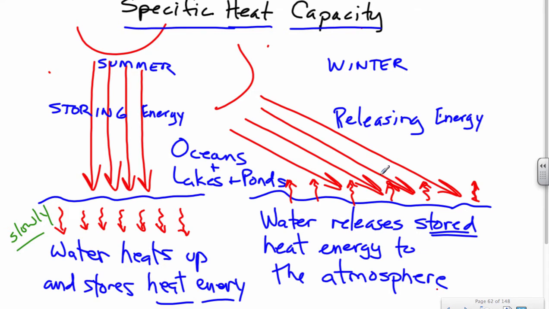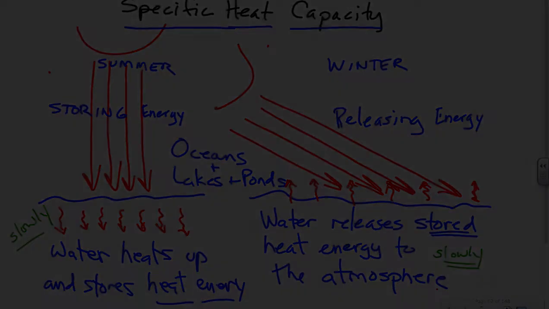We still have solar radiant energy heating during the day and cooling at night, less heating during the day, more cooling at night, and little by little over the course of several months, the bodies of water lose thermal energy, the temperatures go down, and so water releases stored heat energy to the atmosphere. And again, this happens slowly over the course of months.